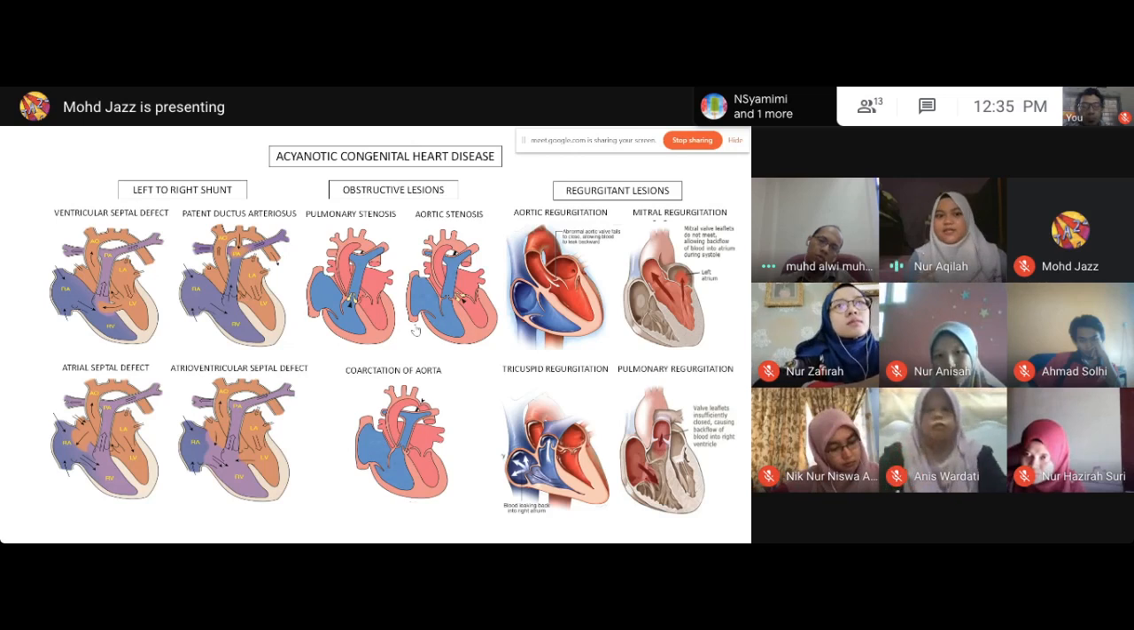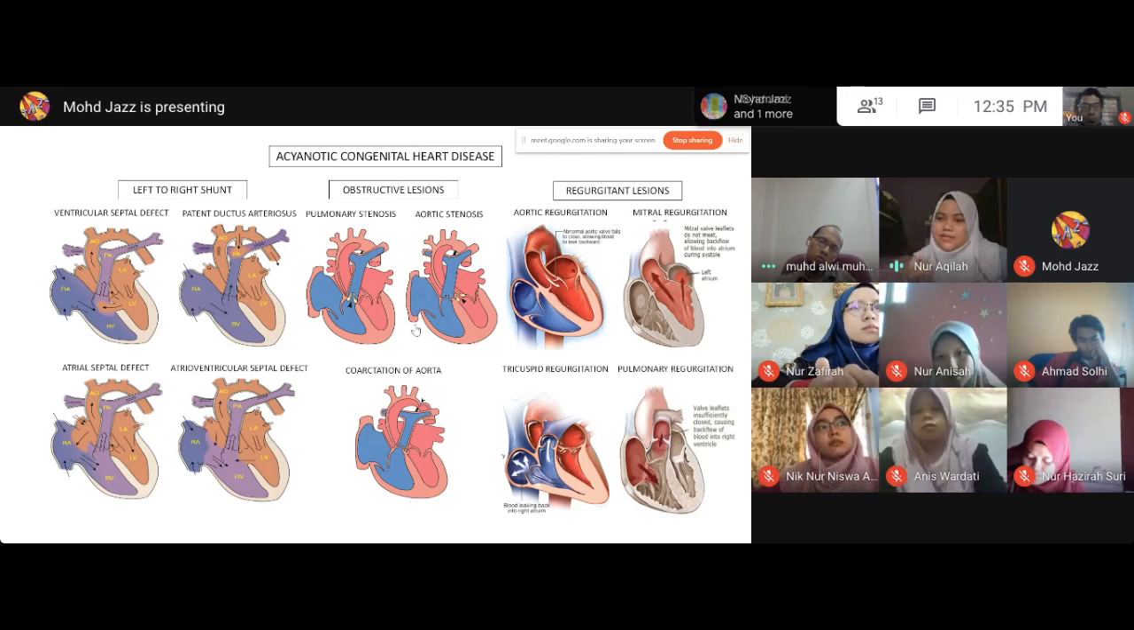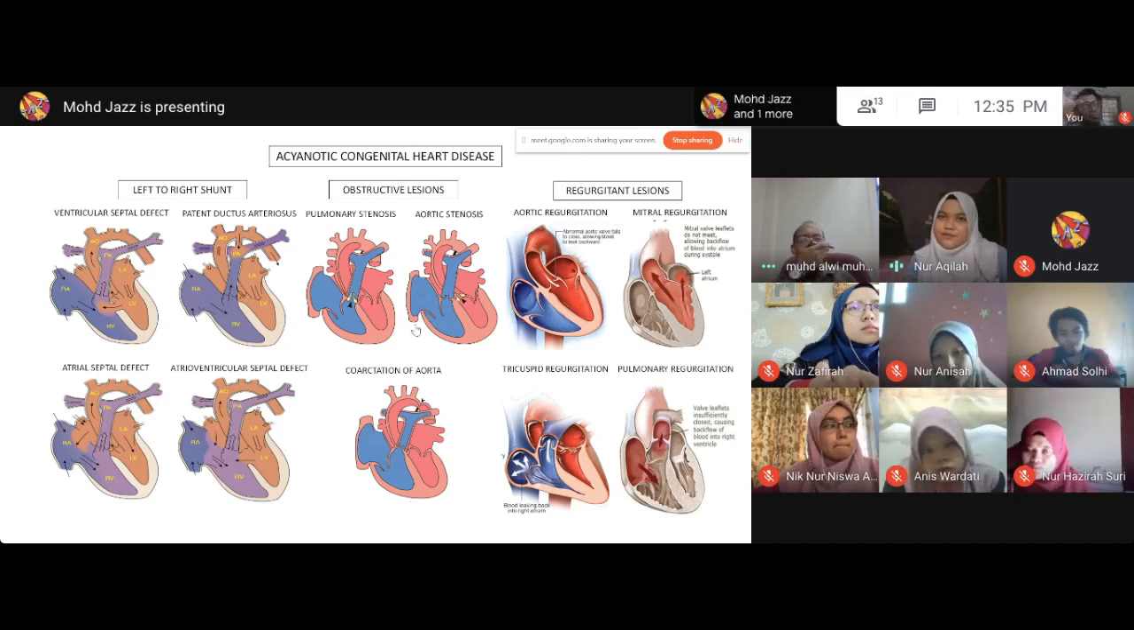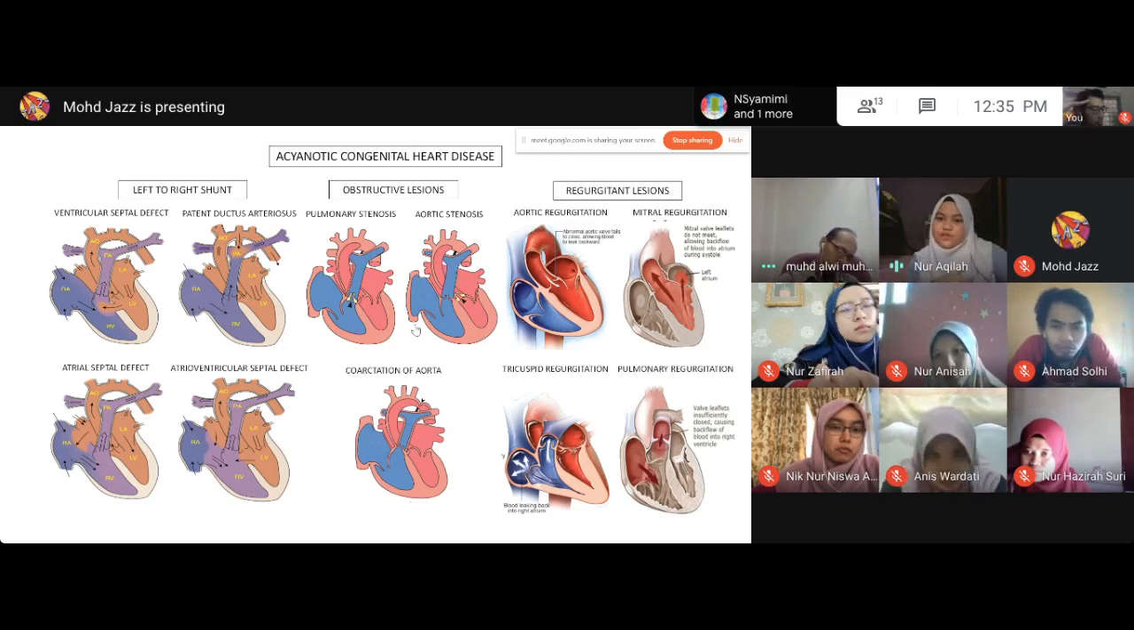And for the murmur in coarctation of aorta, as I mentioned earlier, it is an ejection systolic murmur because during systole, there is obstruction of the outflow tract over the aortic arch. However, if collateral vessels start to develop over the intercostal artery, we can also hear a continuous murmur throughout the patient's chest, because of the presence of these collateral vessels of the intercostal artery.